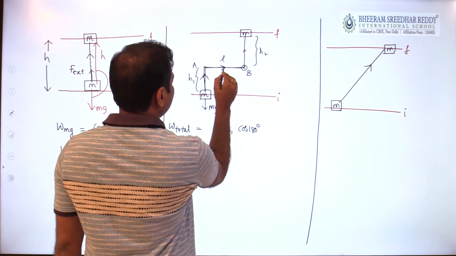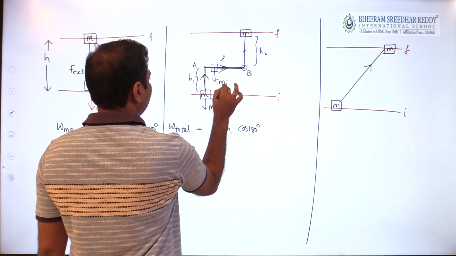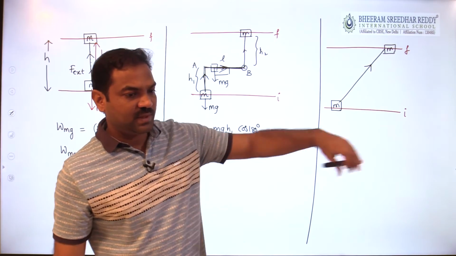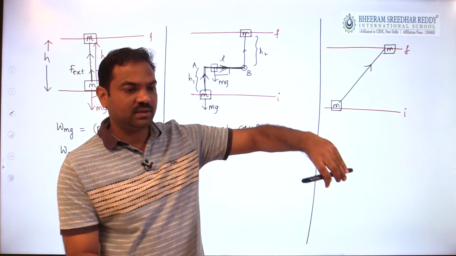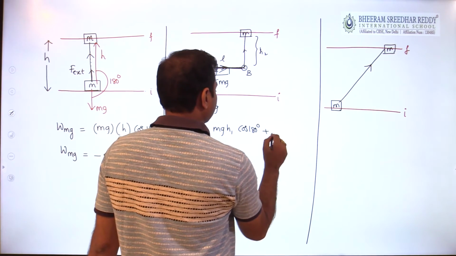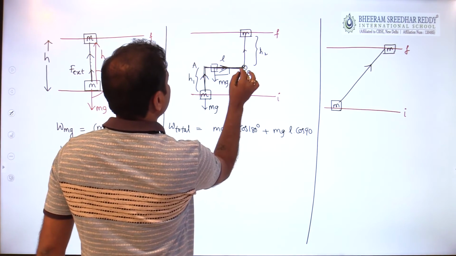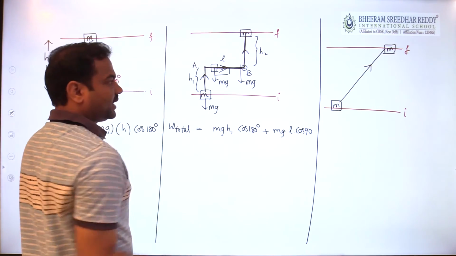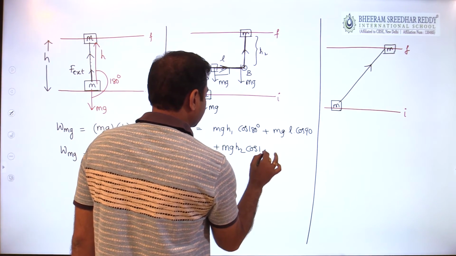Now what is the work done in traveling the L distance horizontally? How will mg act? As the block is here, mg will act vertically downward, and displacement and mg are perpendicular to each other. mg is acting downward and displacing along the horizontal. If I move along the horizontal, mg will do what work? Zero work. Displacement and weight are perpendicular to each other. So you can write mg into displacement L cos 90 in this path. In this path, what is the work done again? mg will act downward, but displacement is in the upward direction. So I can write plus mg into h2 into cos 180.